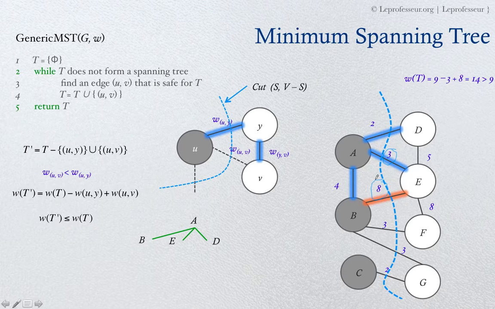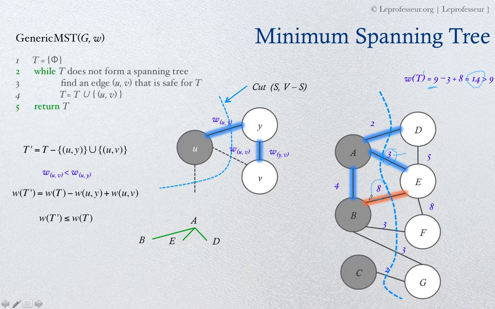We have to make a decision. So what do we do? We simply mimic, or say that, okay, we include the edge between B and E and we remove temporarily the edge between A and E. And what would be the new weight? So the new weight, W(T'), is going to be 9 minus 3, because we have just mimicked that we have removed the edge between A and E, and we are just trying to find out what the new weight is going to be. So 9 minus 3 plus 8, which comes to be 14, which is greater than the original weight.